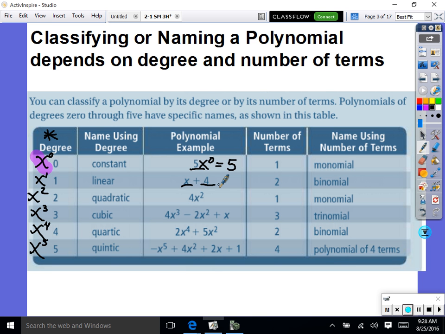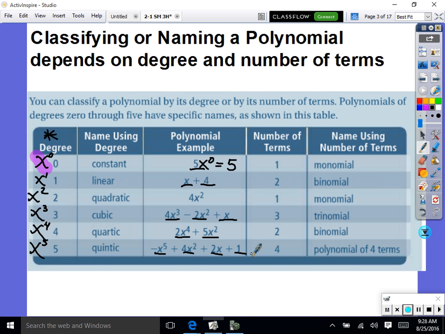So we have 4x cubed. How many terms is that? 1, so it's a monomial. 4x cubed minus 2x squared plus x. There's 1, 2, 3 terms. That would be considered a trinomial. Triangles have 3 points. Trinomial, kind of an easier way to remember that. You guys get what I'm saying here, okay? And then this one has 2 terms, so it's a binomial. And then look down here, we have 1, 2, 3, 4 terms. And after that, there are no special names. So it'd just be a polynomial of 4 terms.